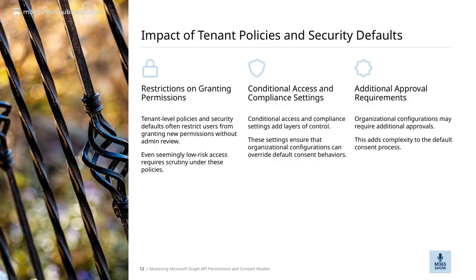It's also crucial to understand that tenant-level policies and security defaults often restrict users from granting new permissions without an admin review. Even permissions that seem low risk can be subject to scrutiny under these policies. So, while the permissions landscape might seem straightforward at first glance, these additional controls help protect the organization from potential security gaps. Overall, these configurations highlight the importance of understanding both user permissions and organizational policies when managing access and security in your tenant environment.